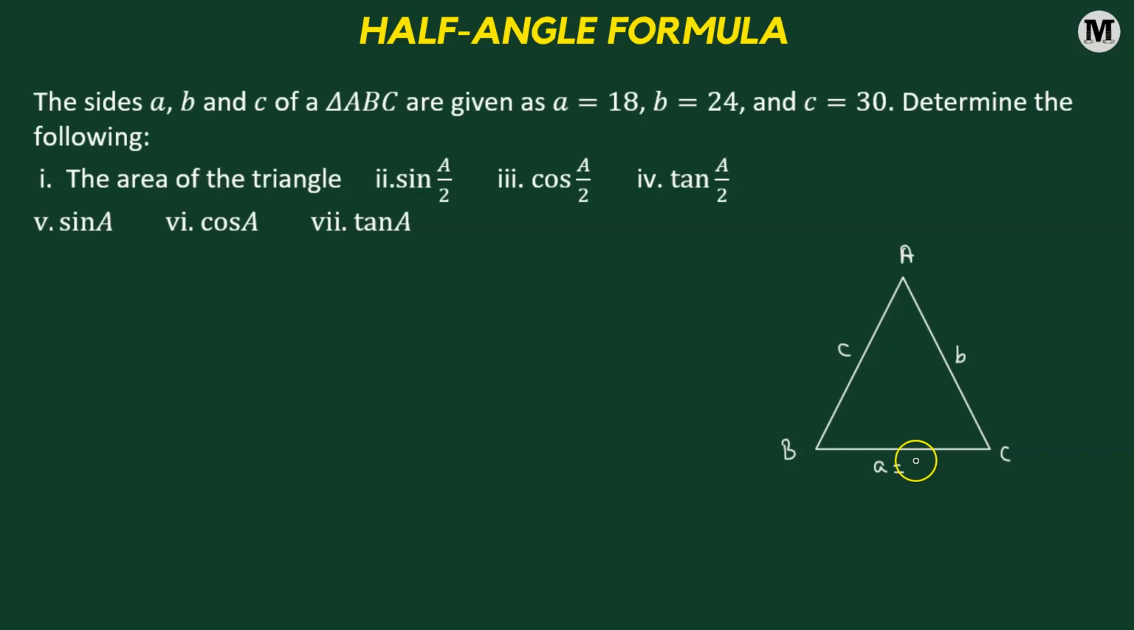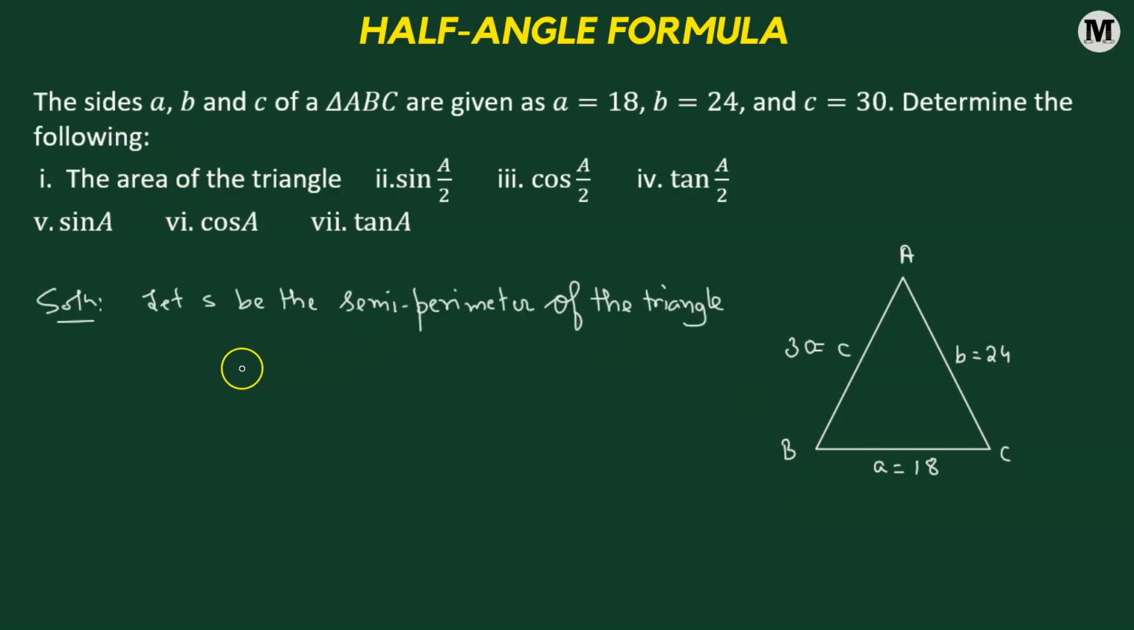So here it's given that a corresponds to 18 units, b corresponds to 24 units and c corresponds to 30 units. Using this information, we need to find out the following. So we'll first begin by finding out the area of the triangle. Now, in order to find out the area of the triangle, there's one key piece of information that we need here. We'll need to find out the semi-perimeter of the triangle.